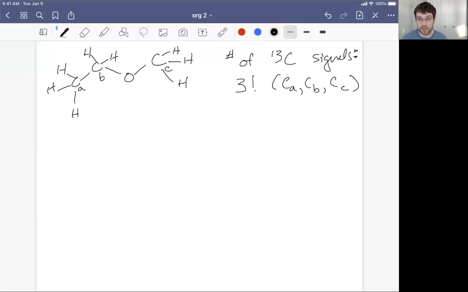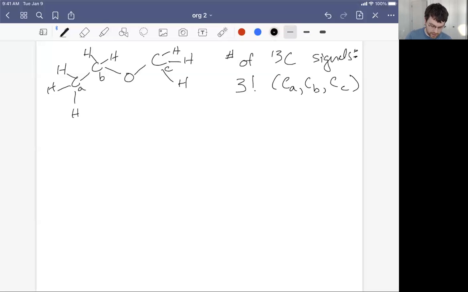For example, if you look at Ca, it's a CH3 group. Now I know there's another CH3 group, which is carbon C, but carbon C is directly attached to an oxygen, whereas carbon A is separated from that oxygen by a CH2 group. Now I know the CH2 of carbon B and the CH3 of carbon C are both attached to an oxygen, but the CH2 is different. It's got a carbon attached to it. So we have 3 unique chemical environments. That means we expect 3 signals in the C13 NMR spectrum.